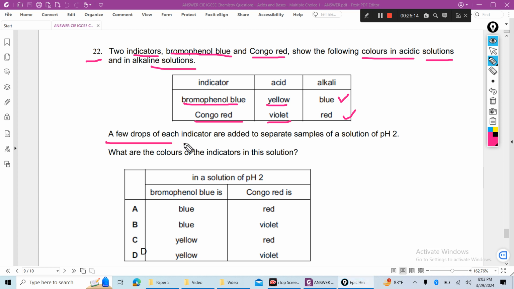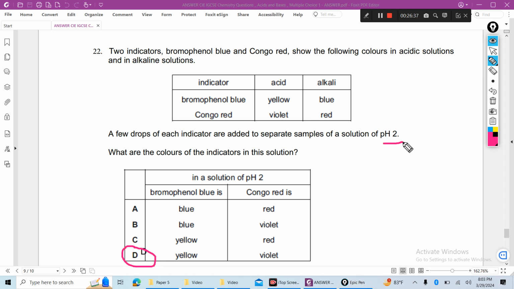A few drops of each indicator are added to separate samples of a solution of pH 2. So what are the colors of the indicators in this solution? As pH 2 means acid, the answer will be D, because bromophenol blue is yellow and Congo red is violet. D will be the correct answer.